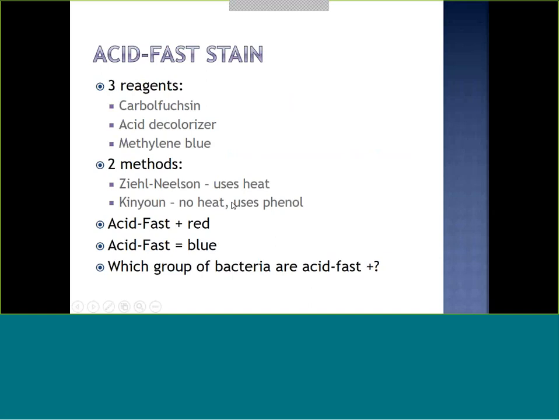The other big staining process that we learned in that week was acid-fast stain. There are a few techniques here, but overall, the two techniques use the same reagents. We have carbofuchsin as the primary stain, then we have an acid decolorizer, and then we have methylene blue for our counter stain. So anything that's considered acid-fast positive is going to keep that carbofuchsin red color. Anything that's acid-fast negative will keep that methylene blue color.